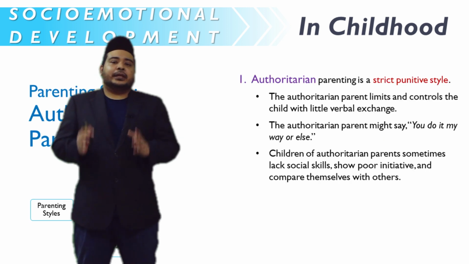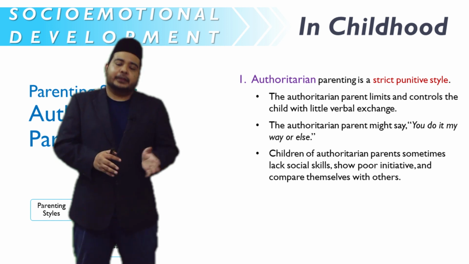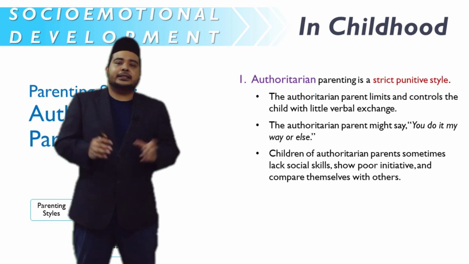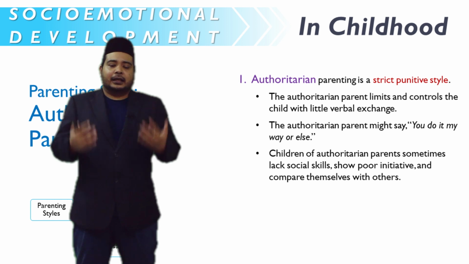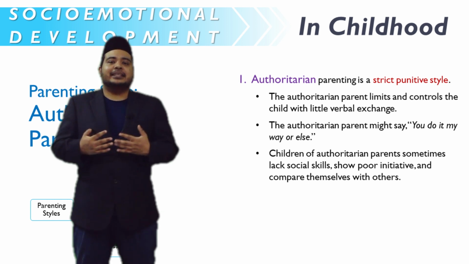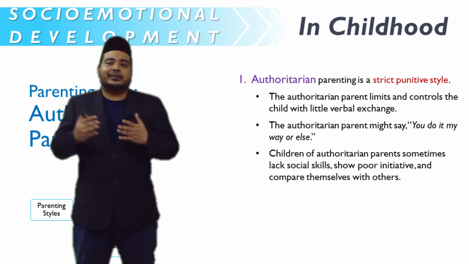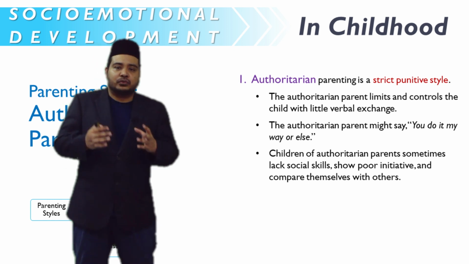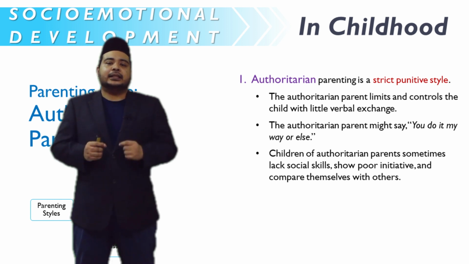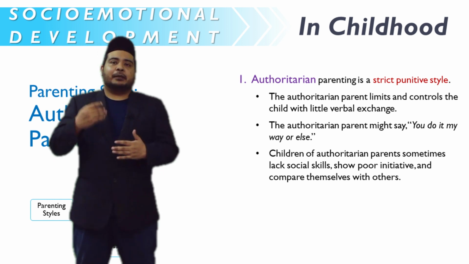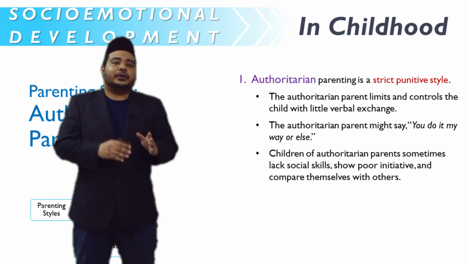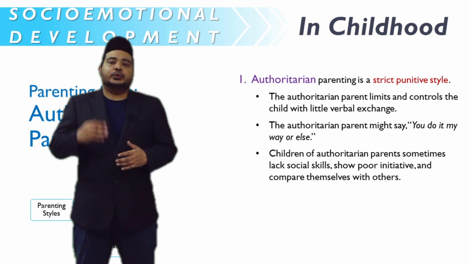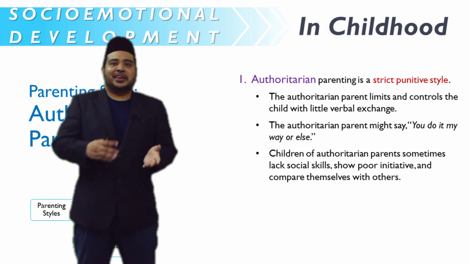Authoritarian parenting. What is authoritarian parenting? This is a strict, punitive parenting style. The parents are high in discipline. Authoritarian parents limit as well as control the child with little verbal exchange. They are basically do's and don'ts. There are no gray areas, there is no explanation. Basically, you have to follow everything. Authoritarian parents might say, do it my way or else, or my way or the highway.